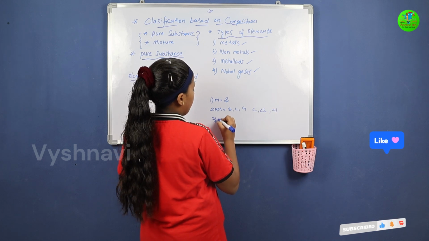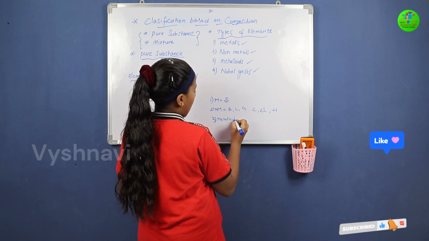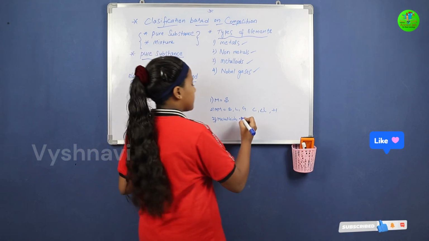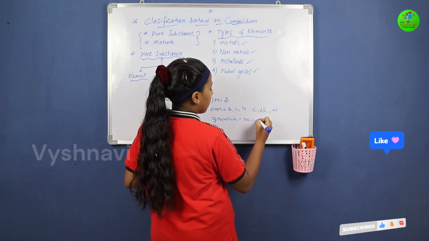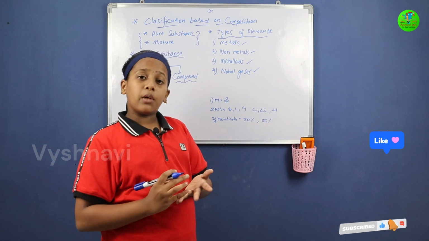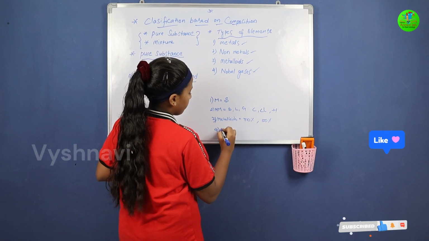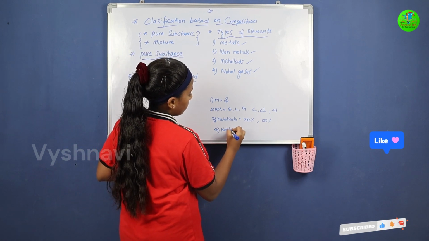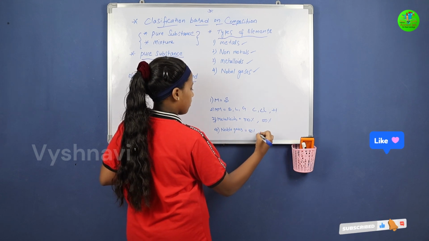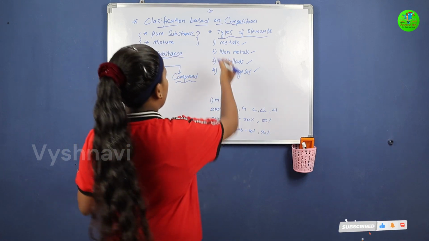And the third one is metalloids. Metalloids means half metal and half non-metal, means 50-50. It may be solid, liquid, gas, anything. And the same for noble gases also. Noble gases are also 50% and 50%.